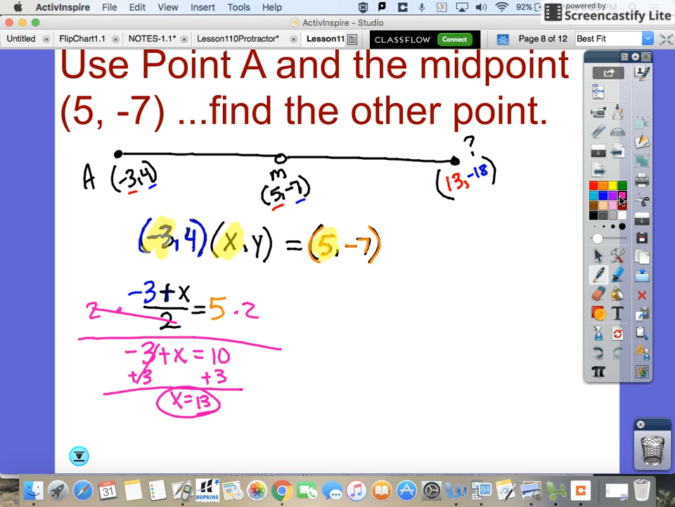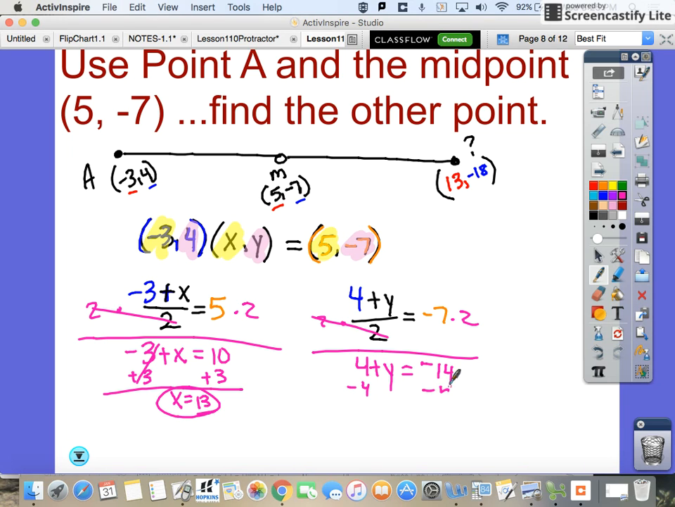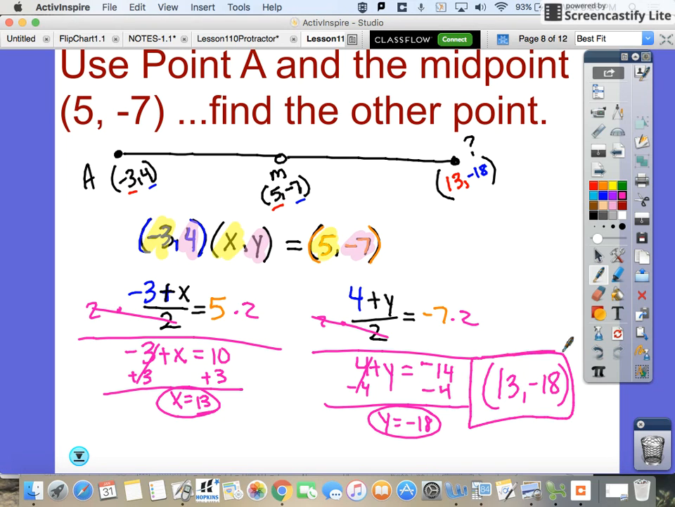Then we set up the other one, and for this one we do second thing plus second thing equals second thing. So we'll go 4 plus y divided by 2, because that's the formula, equals negative 7. Then we times 2, 4 plus y equals negative 14, minus 4, y equals negative 18. So our new endpoint, the one we just found, is 13 comma negative 18. And that's what we thought at the very beginning, but algebraically this is what we do.